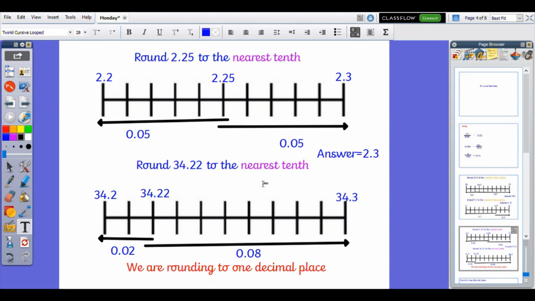Remember, I'm looking for the smallest distance. So 0.02 is smaller than 0.08. So the answer would equal the tenth that it's nearest to is 34.2. Okay? So the answer is either going to be this one or this one. So the two numbers you put on your number line first, that is going to be one of the answers.